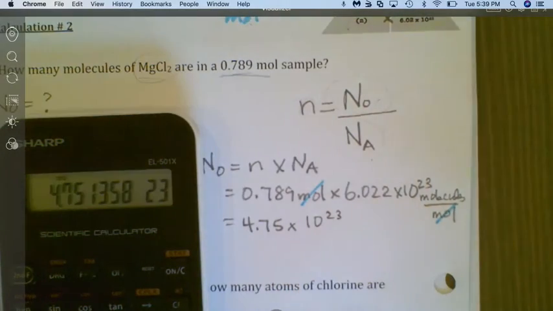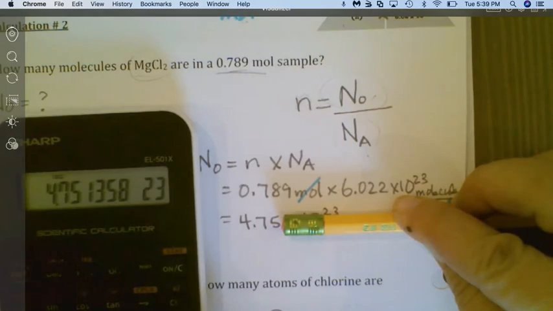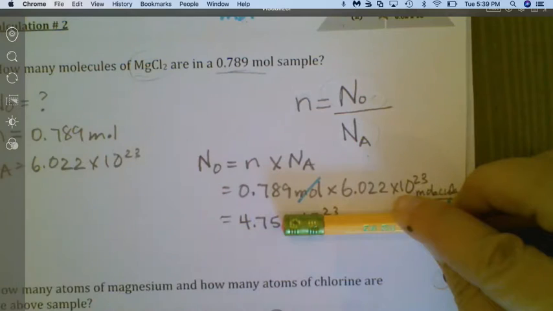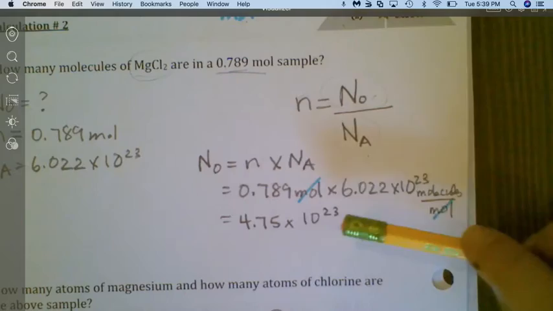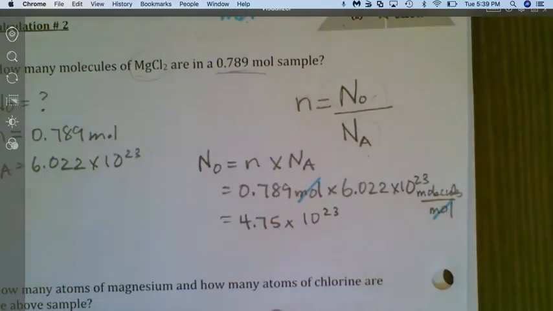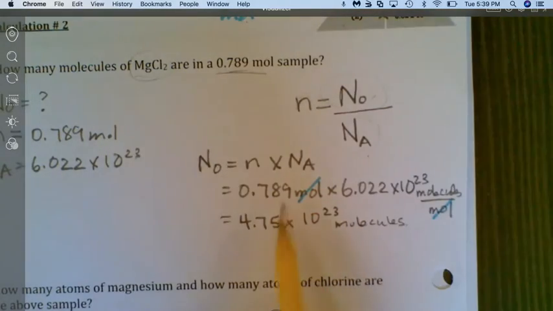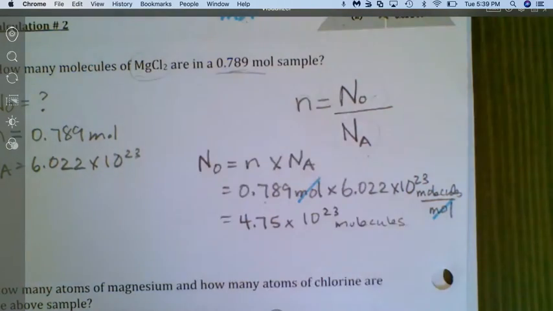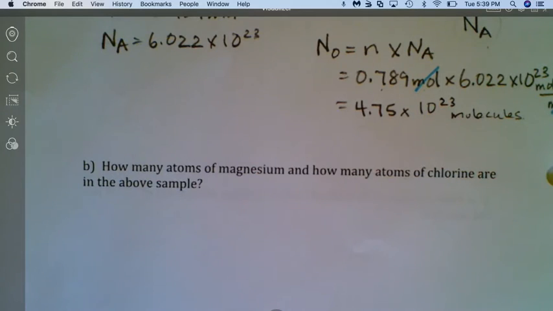If you just wrote 4.75 and you forgot the times 10 to the 23, that doesn't make sense because this is roughly 5 molecules, but this value is really 4.75 trillion billion molecules. So it's really important that you keep that exponent there, and we really should have our unit of molecules. So when you have a 0.789 mole sample of magnesium chloride, this is how many molecules would be in that sample.